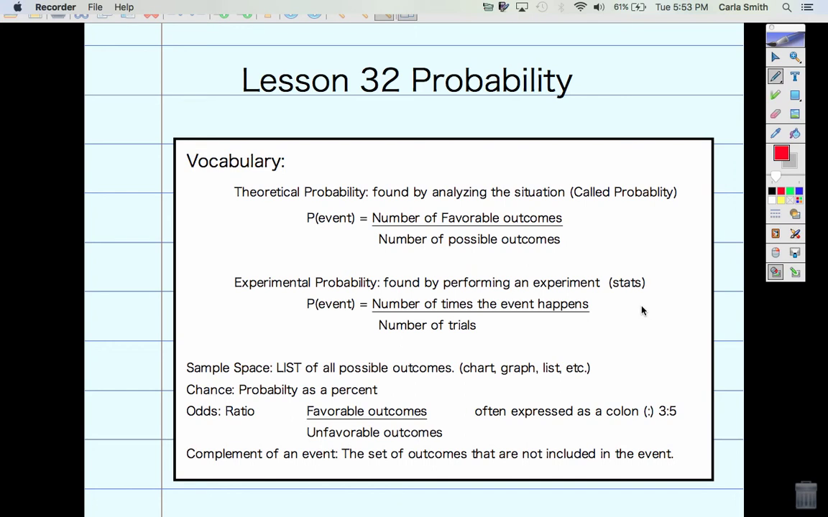Hi class, this is lesson 32, course 3 on probability. We're going to work on some vocabulary terms here.